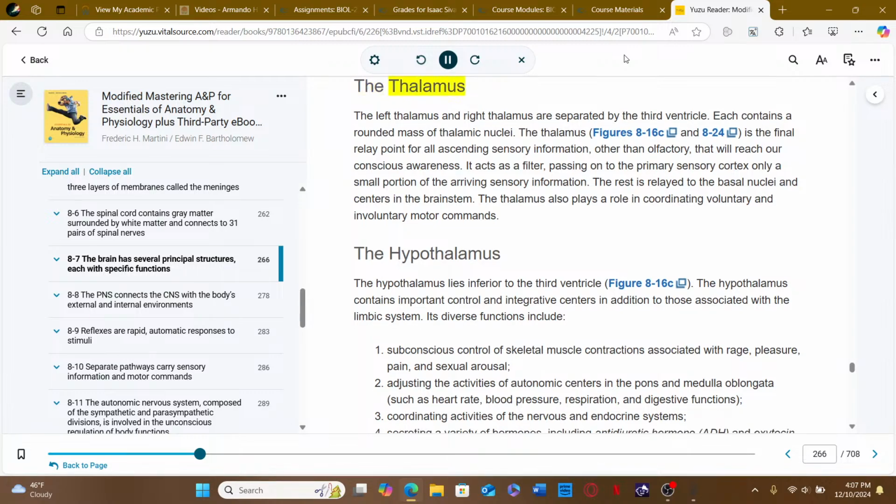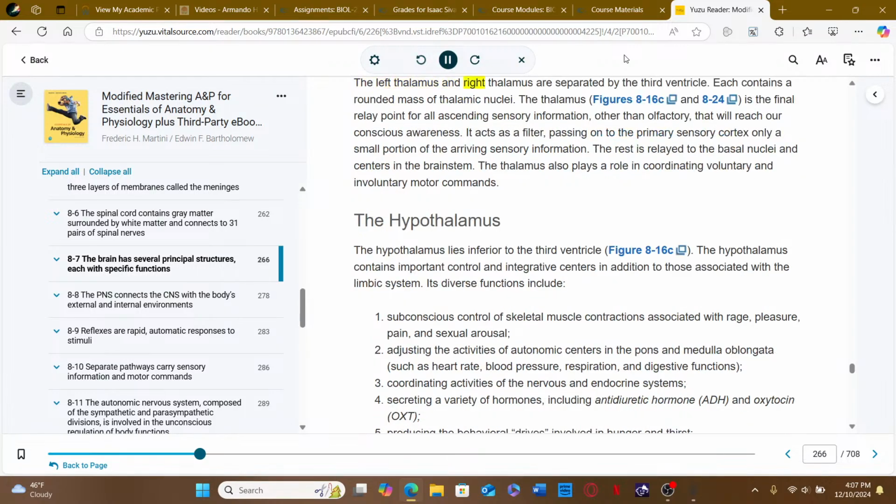The thalamus. The left thalamus and right thalamus are separated by the third ventricle. Each contains a rounded mass of thalamic nuclei. The thalamus, figures 8-16c and 8-24, is the final relay point for all ascending sensory information, other than olfactory, that will reach our conscious awareness.